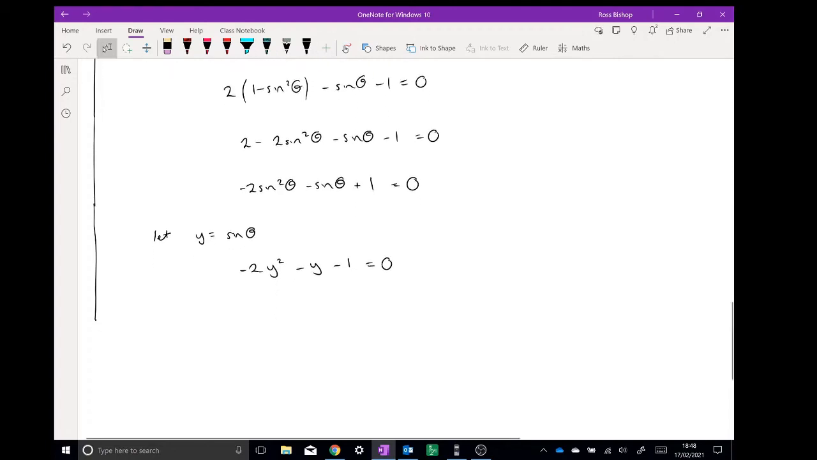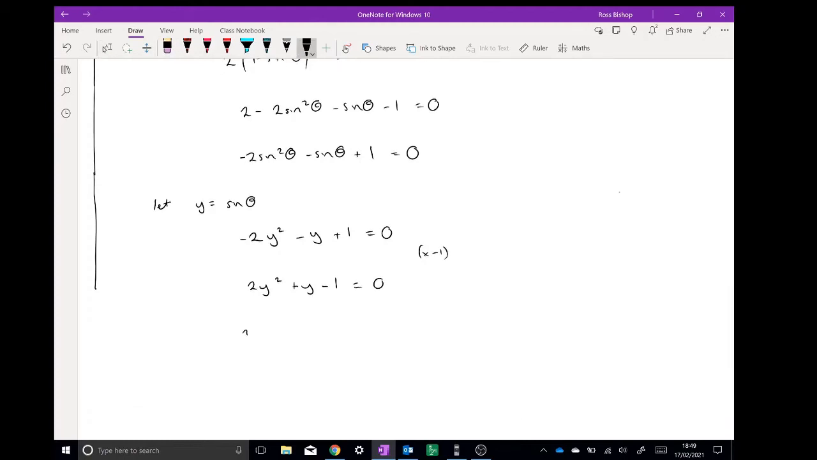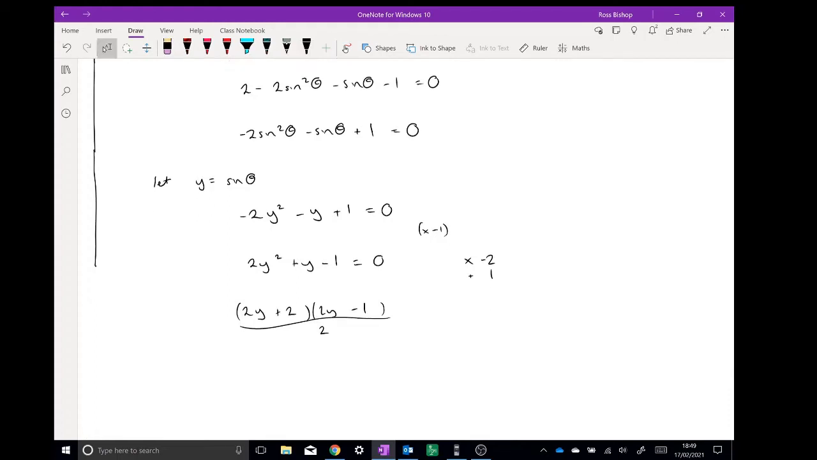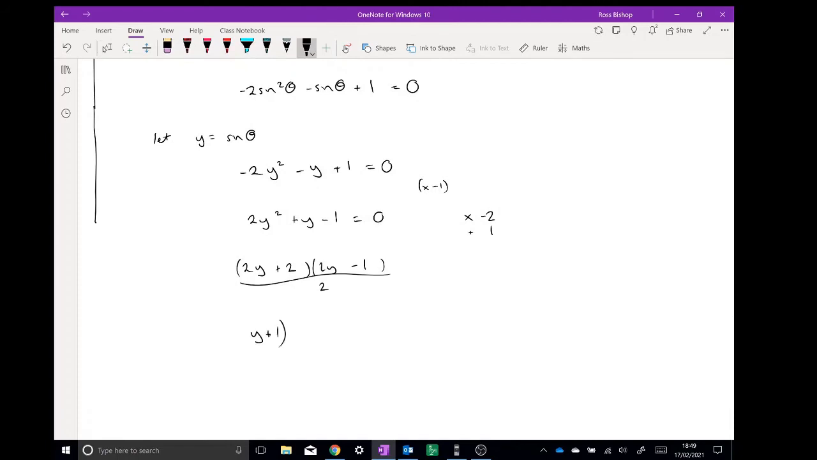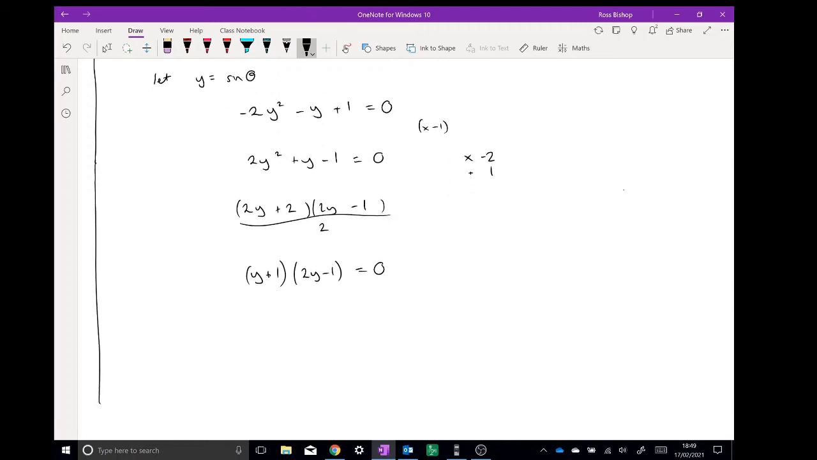Now I don't like that negative 2y squared, so I'm going to multiply it all by minus 1: 2y squared plus y minus 1. That should be a plus there, so that's a minus, equals 0. And I can factorise this, I think: 2y all over 2, the two numbers times to negative 2 and add to 1. That's going to be plus 2, minus 1. So you get y plus 1. Therefore y equals negative 1 or y equals a half.